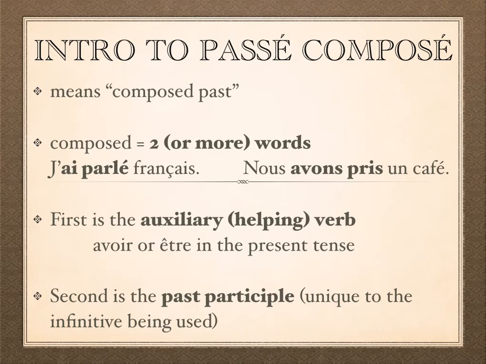Your second word is the past participle. The past participle is the only part of the verb that is unique to the infinitive being used. Every single verb in the entire French language, the auxiliary will be either avoir or être. So the only way that we can tell these verbs apart is by the different past participles.